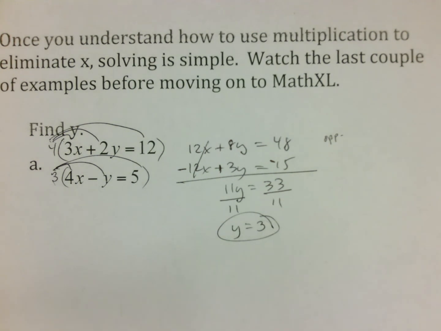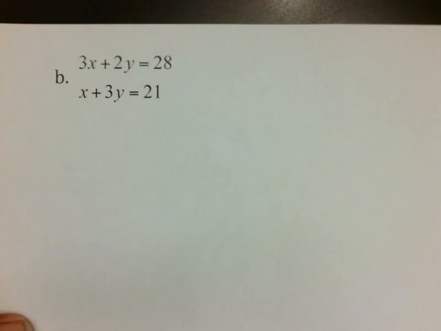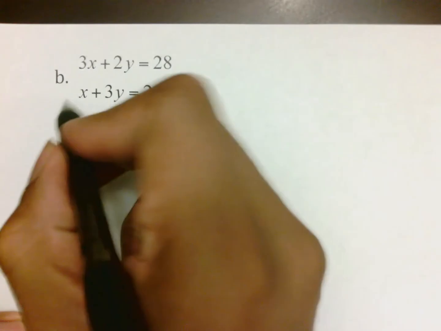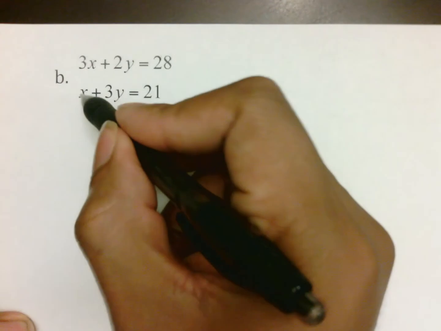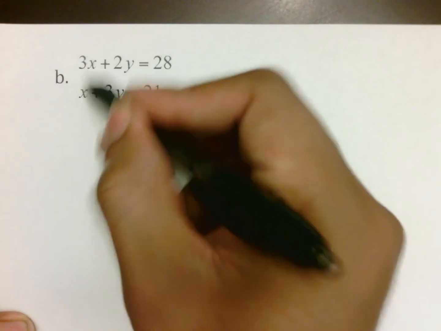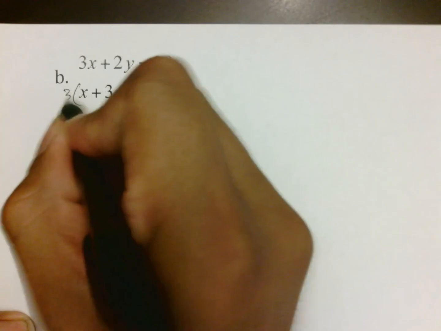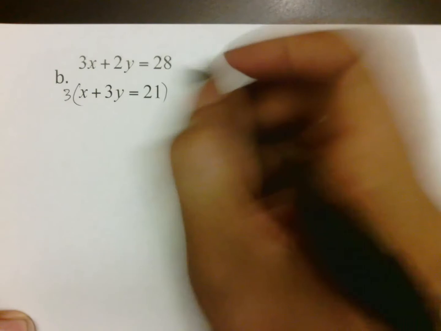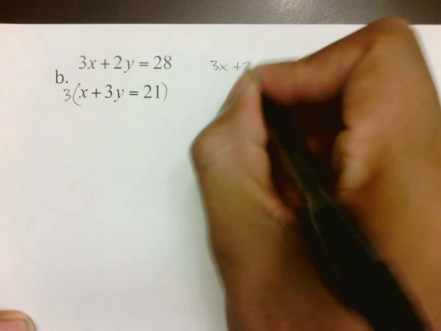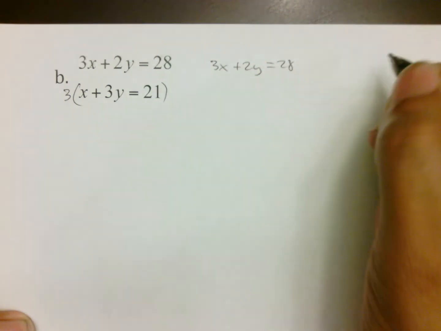So again, the process is simple. It's just that you have to make sure you understand the basics of it. And again, the overall basics is to just make sure you know how to make your x's match. As long as you know how to make your x's match, you will be fine. 3x plus 2y equals 28. X plus 3y equals 21. Focus only on the x's. How do I make these two things match? Well, by multiplying this by 3. The top equation stays the same.